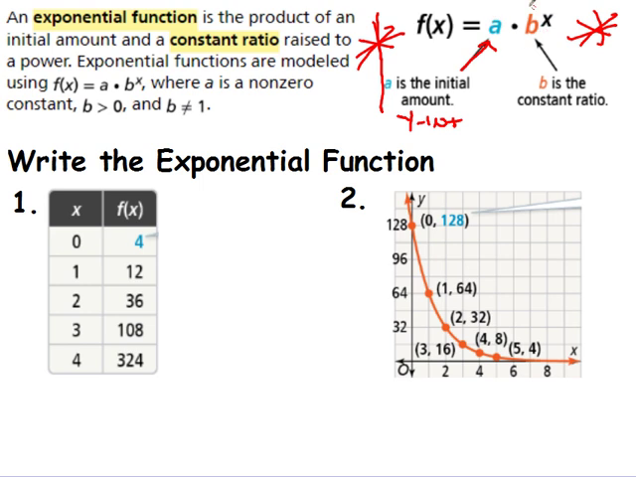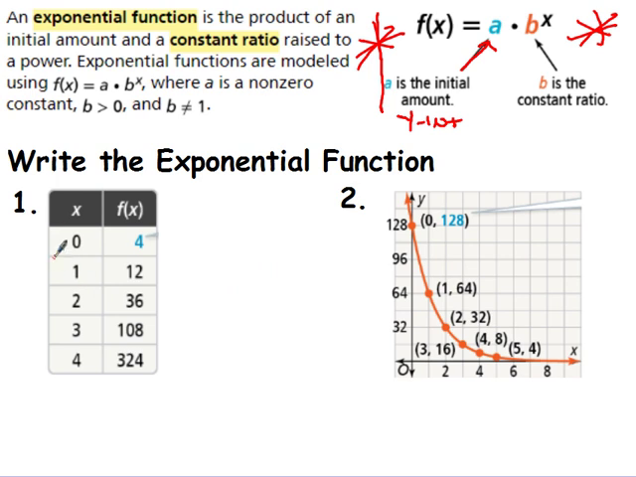Okay, so b has to be greater than 0, but it also can't be 1, because if b was 1, then 1 raised to the power of x is just going to be 1 everywhere. So that wouldn't be an exponential function. That being said, let's see if we can write down exponential functions from a table and from a graph.